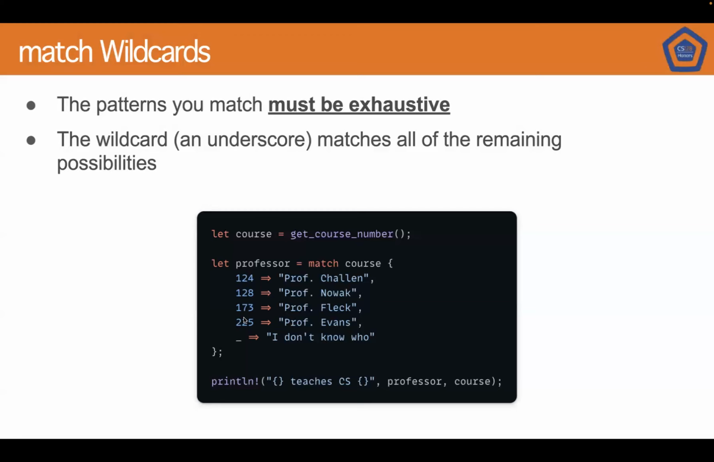The catch-all patterns use a special pattern called a wildcard, or an underscore, that matches any remaining value. So in our example, since there's no 374 arm, the 374 value in course would match to the wildcard, and the string slice, "I don't know who", would be returned.